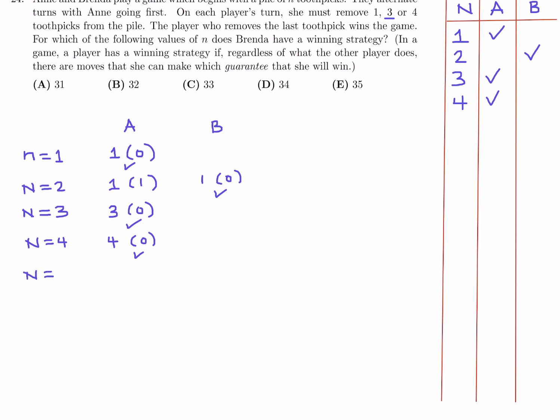N equals 5. Who wins when N equals 5? Okay, well, we just got to think about this. What Anne can do is she can remove 3. That's the strategy. Why? Because if she removes 3, there's 2 left. And when there's only 2 left, Brenda has only 1 choice, which is to remove 1. And then when she does, there'll be 1 left. It'll be Anne's turn again. And then since there's only 1 left, she removes it. And there's 0 left, and then she wins. So this was the strategy there. So N equals 5, Anne wins again.